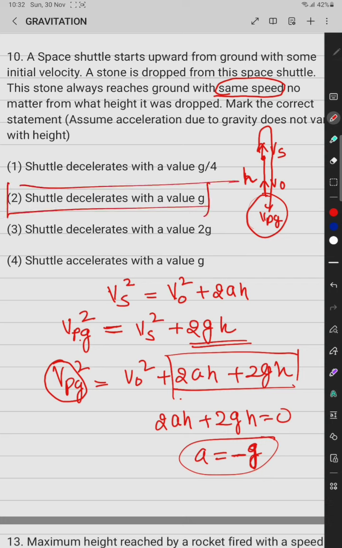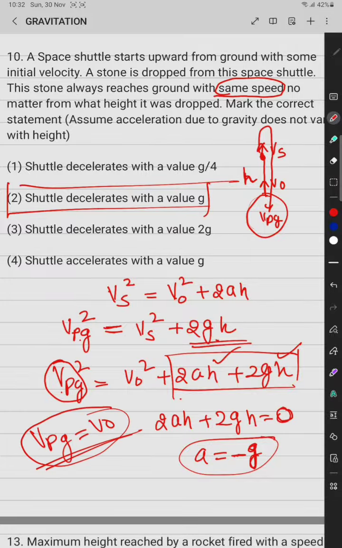So if the particle is dropped from any height, the height changes, this term remains 0, and the velocity of the particle on the ground is equal to the initial velocity of the shuttle which is on the ground. So we can say the correct option is the second.